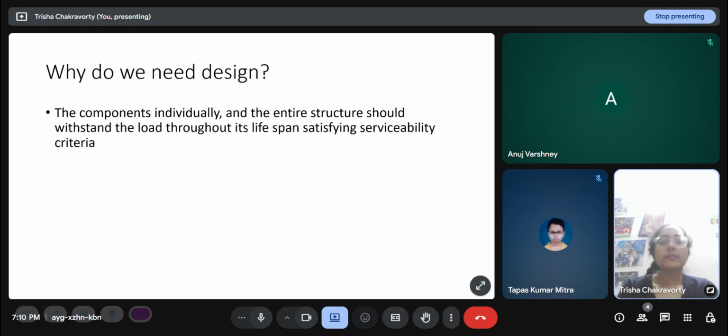We need design because the components individually and the entire structure should withstand the load throughout its lifespan, satisfying the serviceability criteria. Withstanding the load means that it doesn't collapse, obviously. So that is why these limit states are called collapse limit states. Like the bending stress should be less than the ultimate stress, with the factors of safety. The tensile stress developed in the material should be less than the ultimate tensile stress of the material. All of these are the collapse limit states or the ultimate limit states.